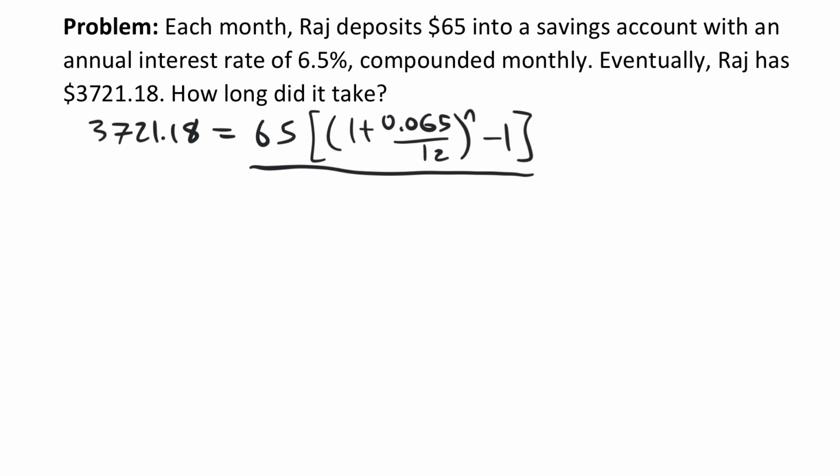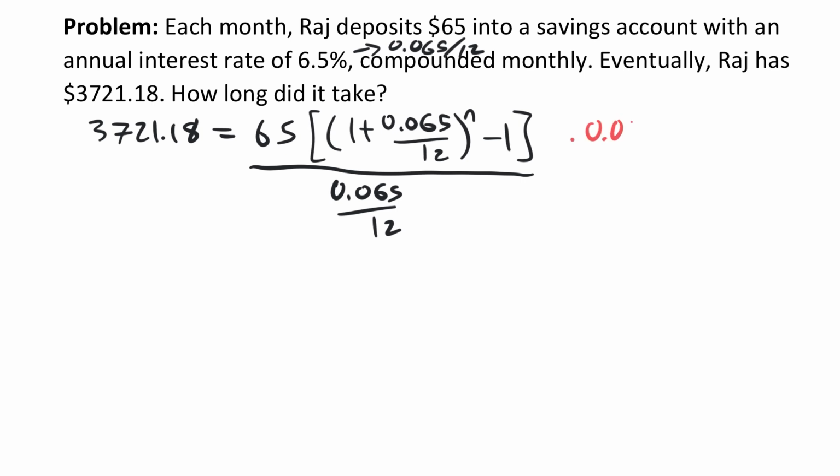All divided by 0.065 over 12. Again, we take this, convert it to a decimal by dividing by 100, and then we have to divide it by 12 because it's per compounding period. If you had a bit of a problem with the setup, you can pause the video now and see if you can finish it off from here.